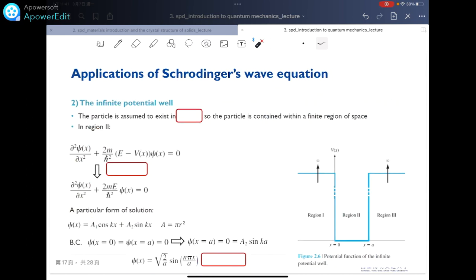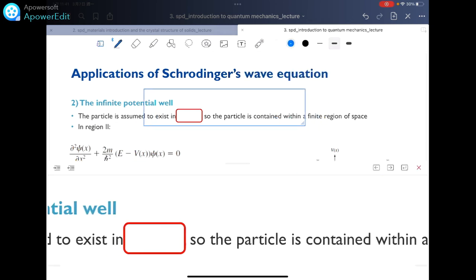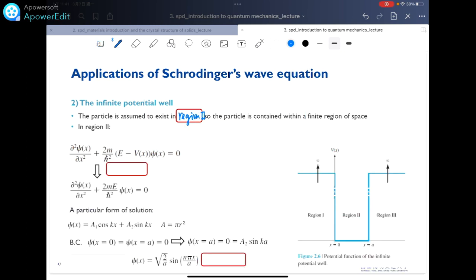Okay, in the second case, we consider the infinite potential well. The infinite potential well considers the particle to be assumed to exist in region 2. In region 2, the particle is contained within a finite region of space. So therefore, this is region 2, and we are curious about how the electron moves in region 2.